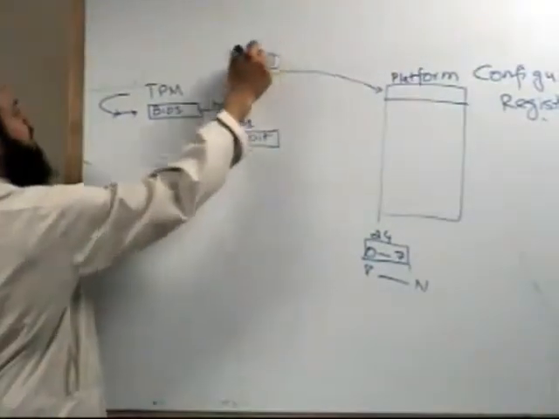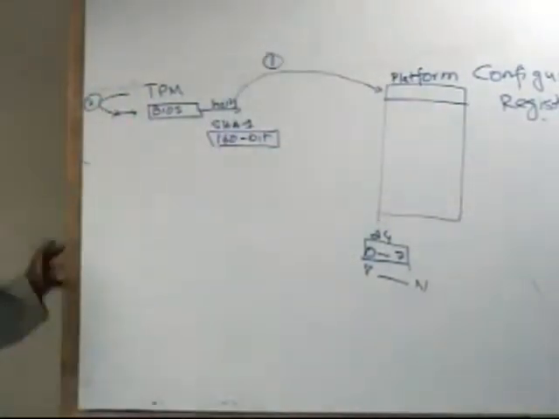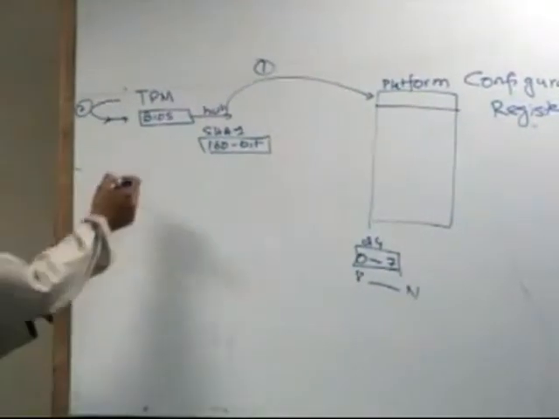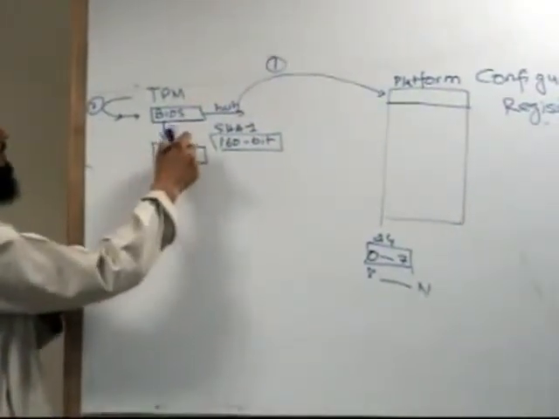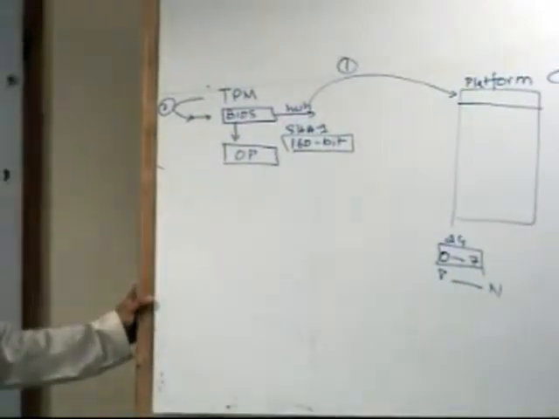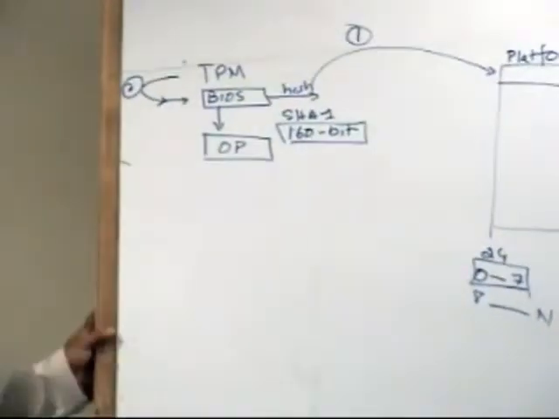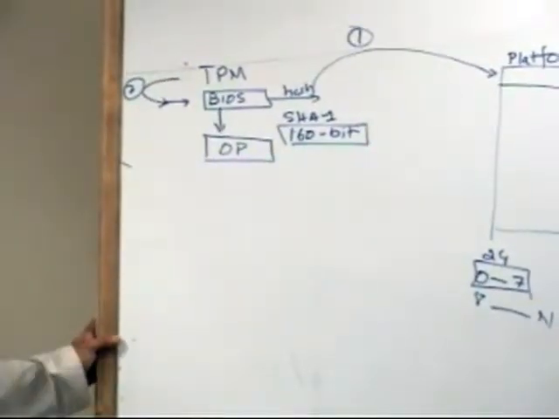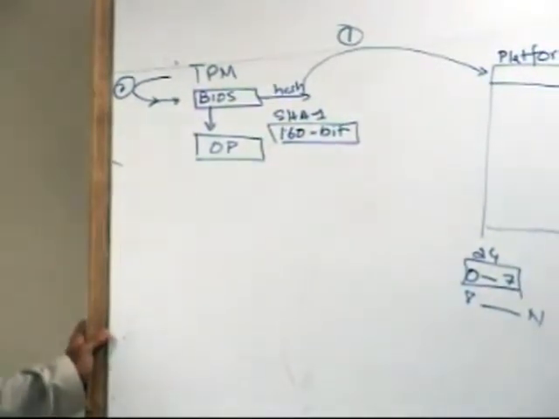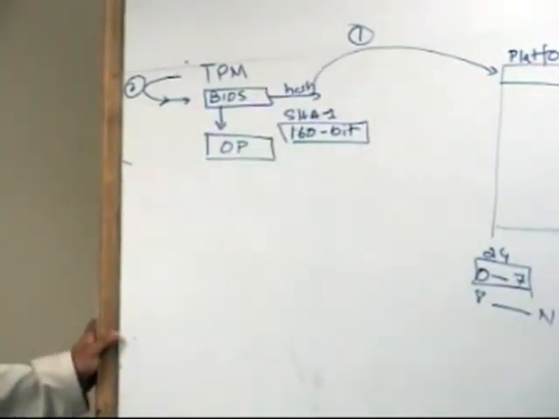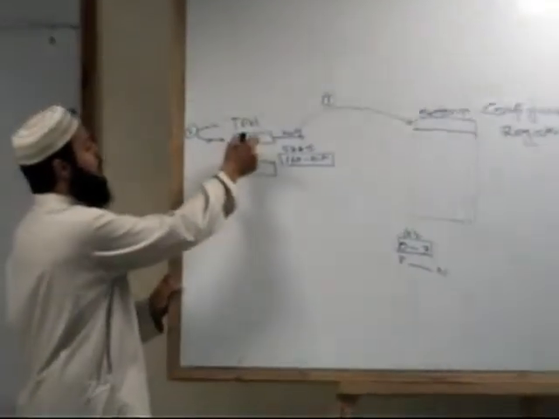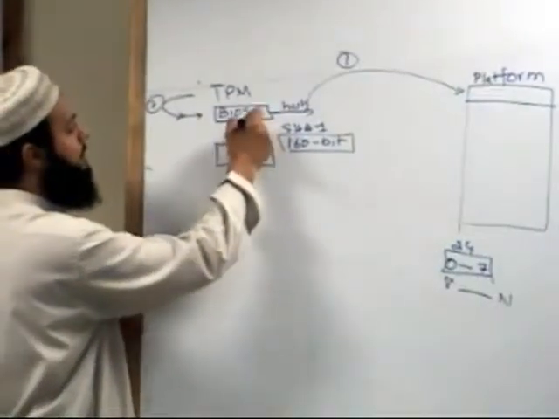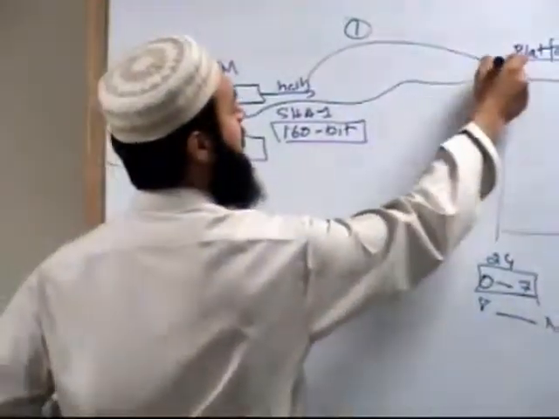So this is 1, this is 2. Now what does the BIOS do? It has to load several modules. Whatever it loads, these are several modules which frankly I am not sure what they are, but these are the different modules which are involved in the loading of the bootloader and the different hardware and stuff. So it measures this and saves this hash here.